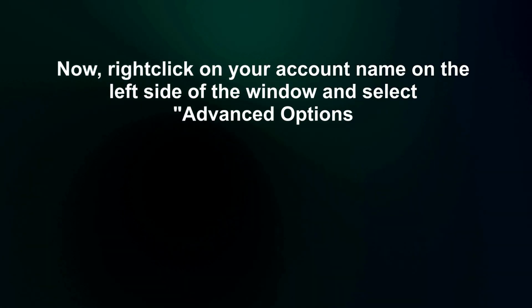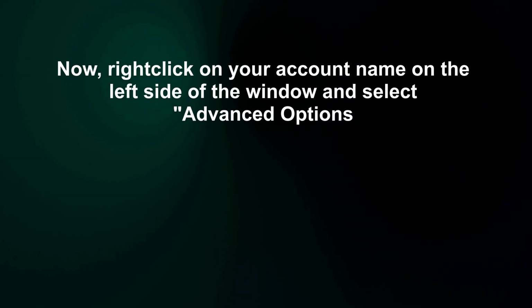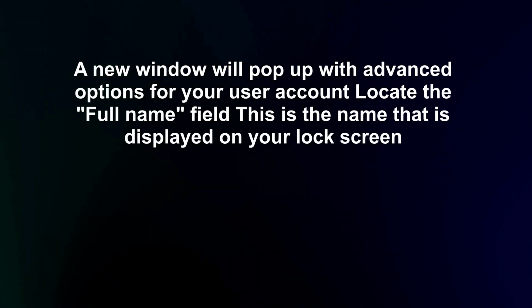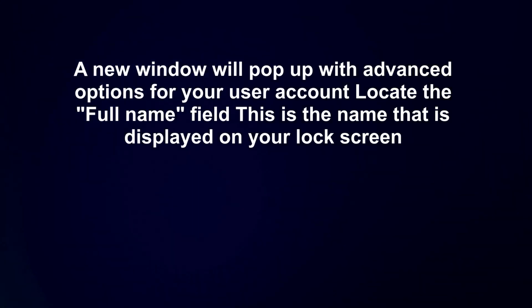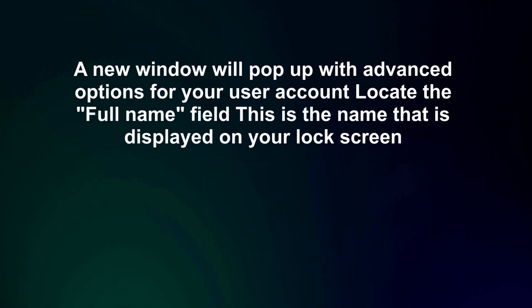Now, right-click on your account name on the left side of the window and select Advanced Options. A new window will pop up with advanced options for your user account. Locate the full name field. This is the name that is displayed on your lock screen.